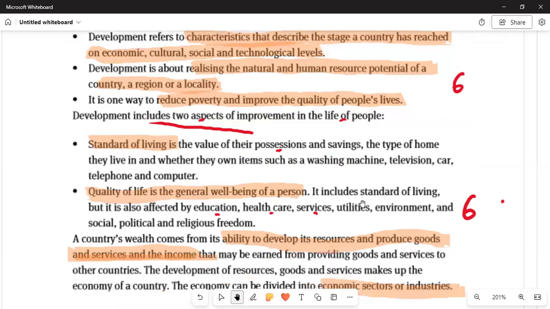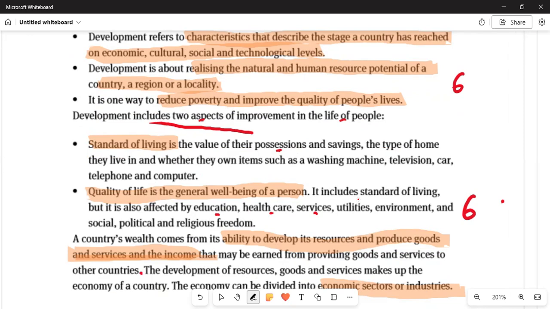What I've highlighted there, to explain it further, is that a country's wealth comes from the ability to develop its own resources and produce goods and services, and the income that may be earned from providing goods and services to other countries, which we refer to as exports. Remember, we have said that in the exports, that is where we have the foreign exchange.